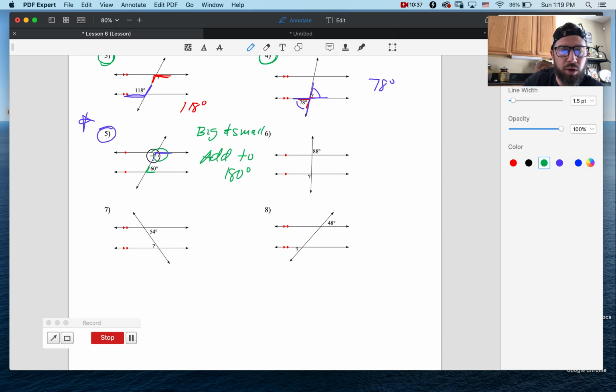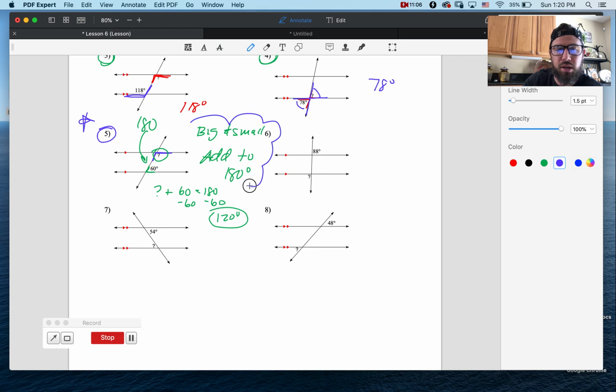All right, so what you could say is this is a question mark. You could say question mark plus 60 equals 180. Okay, so then you subtract 60 from both sides and you'd get 120. Right? Or if you know they add up to 180, you can just subtract. You could say 180 minus the 60. So this is kind of the game changer for the lesson that can be a little tricky, is that if you have a big and you have a small, they need to add to 180.